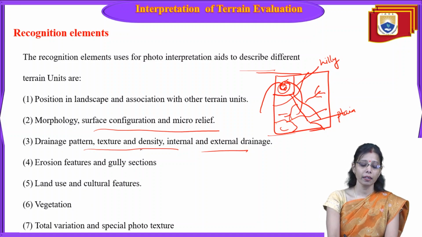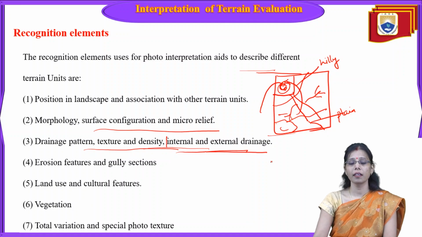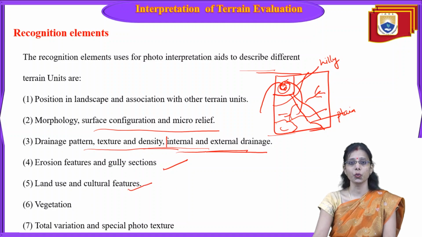Drainage pattern, texture and density we have all discussed in the previous lecture. That all depends on the internal and external drainage. How the topography will be, based on that the drainage will be distributed. Okay. Then erosion features and gully sections we have to find out. These are all recognition elements. If we want to recognize the area, we have to go through these elements. Land use and cultural features. What is land use? How the land is utilized.